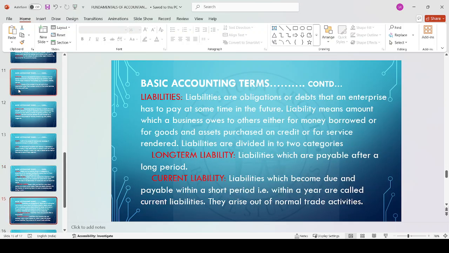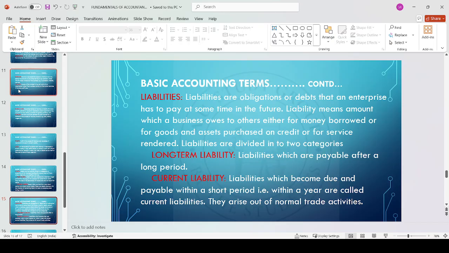These are the obligations or debts that a business has to pay at some point in the future. It's the amount a business owes to others. Okay, assets, what we have. Liabilities, what we are supposed to give. Assets, what we are supposed to receive and we have, like debtors. Liabilities are what we are supposed to pay or we have to pay later, like loans and everything.